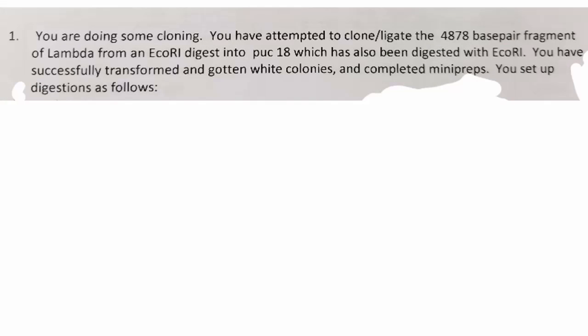Hi, so I thought I would just run through this real quick, what I did. So the question is, you were doing some cloning. You have attempted to clone and ligate the 4878 base pair fragment of lambda. So lambda is going to be the fragment. It's going to be the linear fragment.